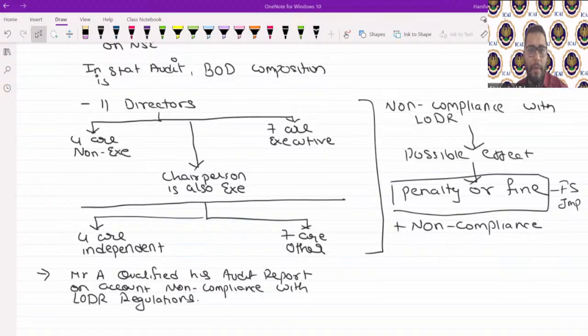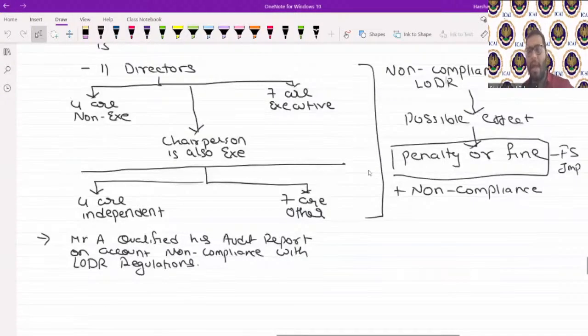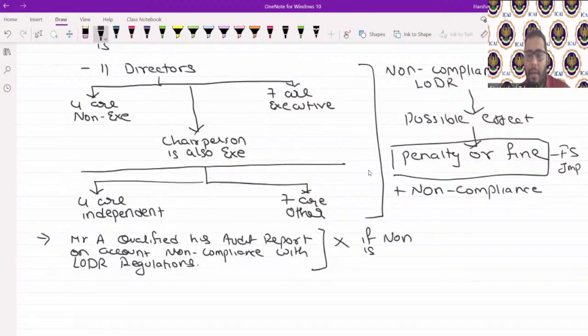If the management has already provided for the penalty or fine, and has reported the non-compliance in the financial statement, then this qualification will not be required if the non-compliance is appropriately reported.